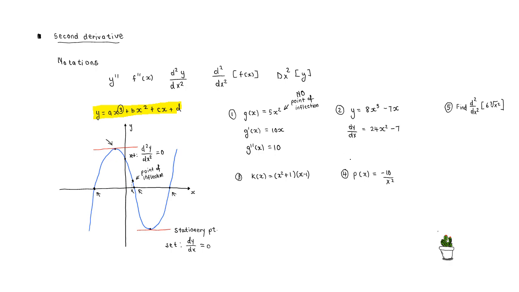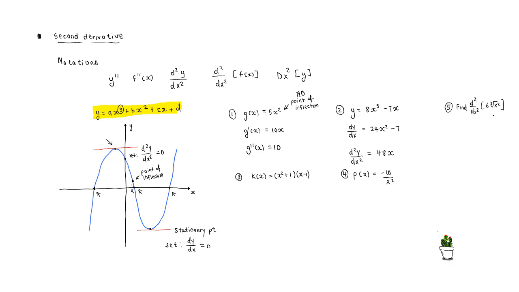To get the second derivative, d squared y by dx squared, that means take the derivative of the first derivative, so we do the power rule again. We have 24 times 2, that is 48, x, and the constant falls away. So this is the equation that describes our second derivative function. And when we set this equation equal to 0, we're going to find the x coordinate at our point of inflection.